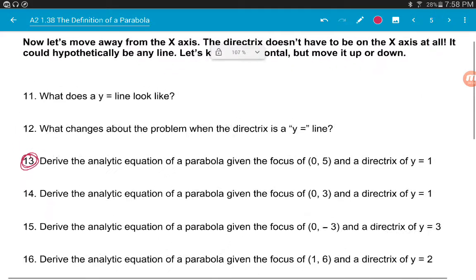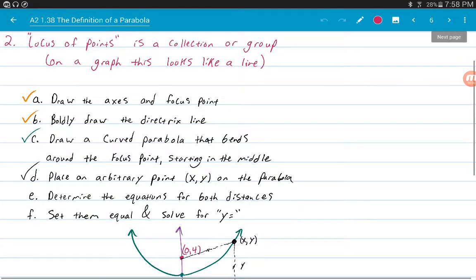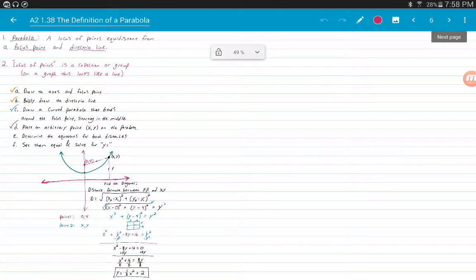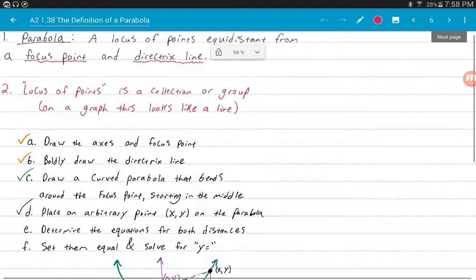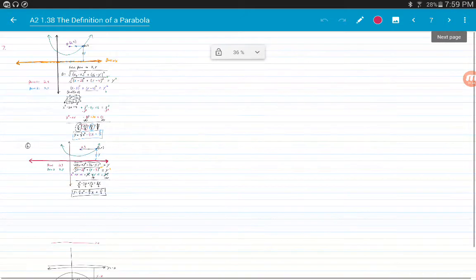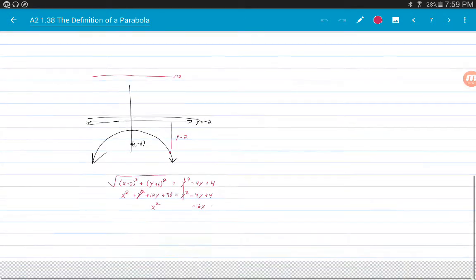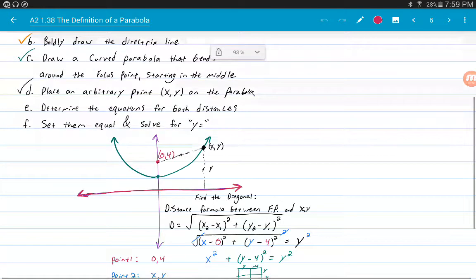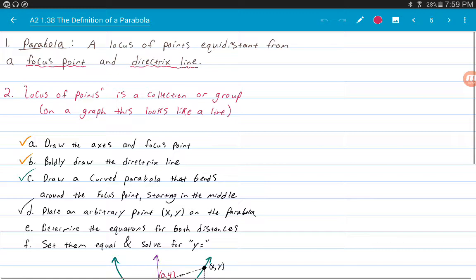So the first question is, what does a y equals line look like, and what changes about the problem when the directrix is a y equals line instead of the x-axis? So those notes were... Oh, and here's the notes from yesterday in case you missed it, didn't catch it in my previous video. These were the steps and all that from the day prior. Oh, it seems I've erased the notes. Oh well, no big. I'll answer them.